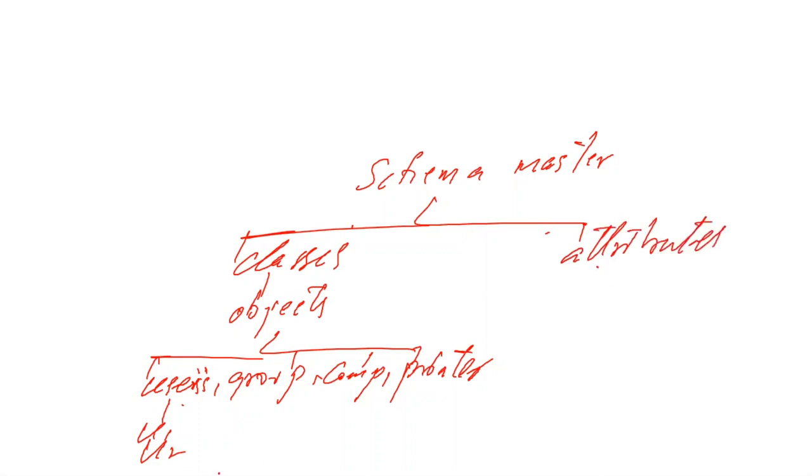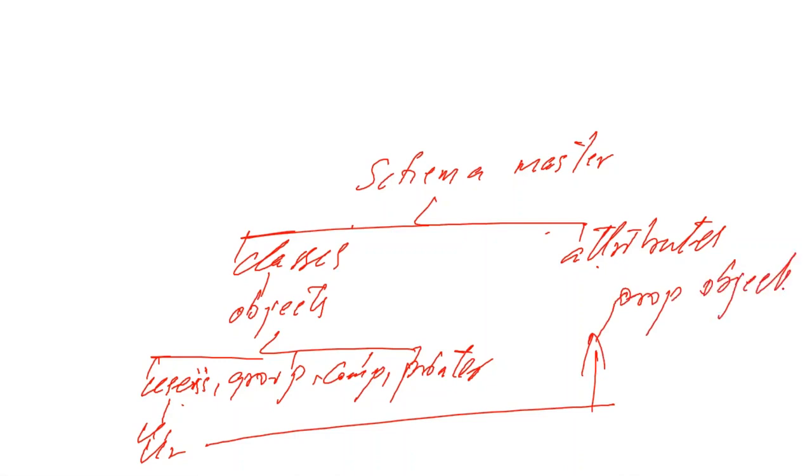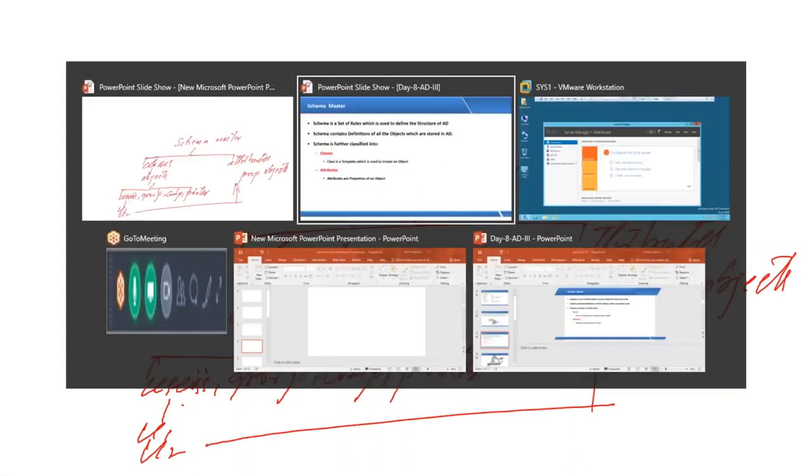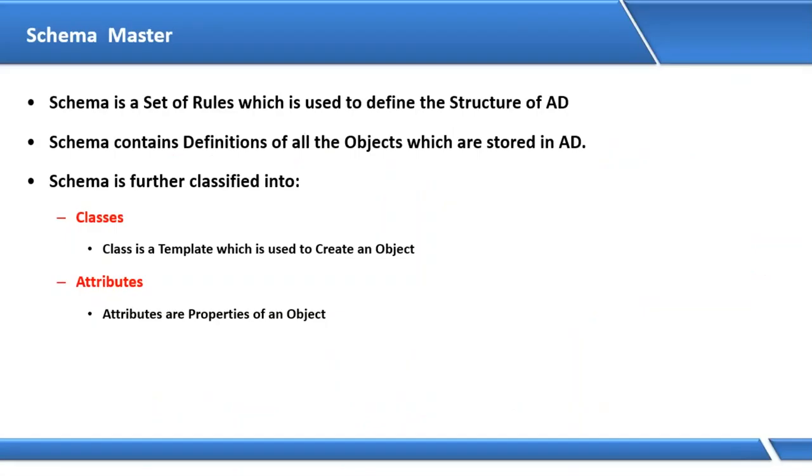So what is the actual attribute? Whenever I'm changing the user properties, or you can say properties of objects, that's called attributes. That's why Microsoft is saying in the slide that classes are templates which are used to create objects, and attributes are properties of our objects, right? So please copy this page.